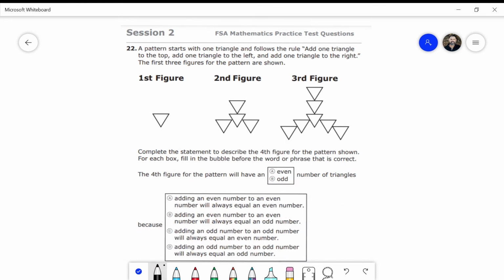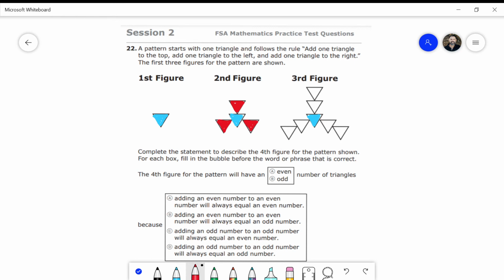We'll do it together. A pattern starts with one triangle and follows the rule: add one triangle to the top, add one triangle to the left, and one triangle to the right. The first three figures of the pattern are shown. What we see here is we got one triangle that we start with, and then we just add three more all the way around it, one to the top, one to the left, and one to the right. That center one is always there. We can see it moving from the first, second, and third figure.